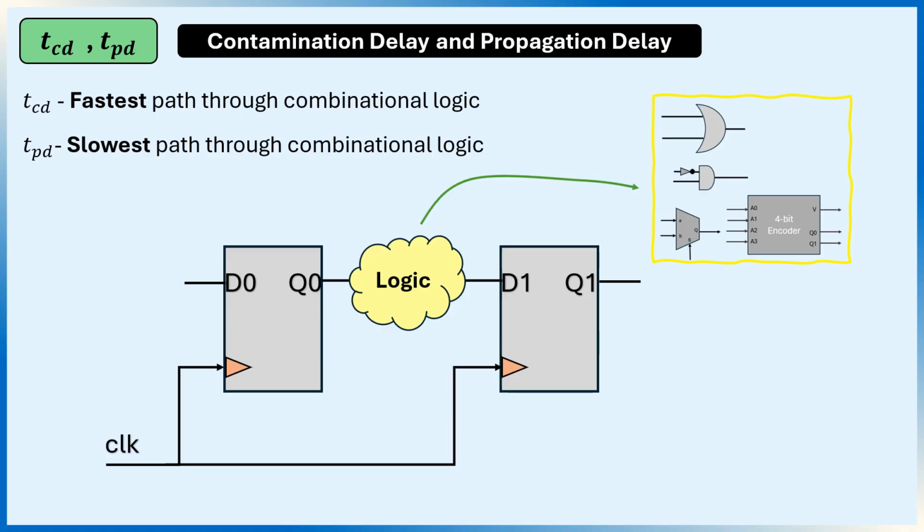The first timing parameters we will learn are propagation delay, the maximum time it takes for a signal to propagate through a combinational logic. Think of it as the slowest possible path. Contamination delay, the minimum time before the output of the combinational logic begins to change. Think of it as the fastest possible path. Combinational logic includes things like logic gates, multiplexers, encoders, decoders, and so on. Let's see how we calculate these delays in a real design.